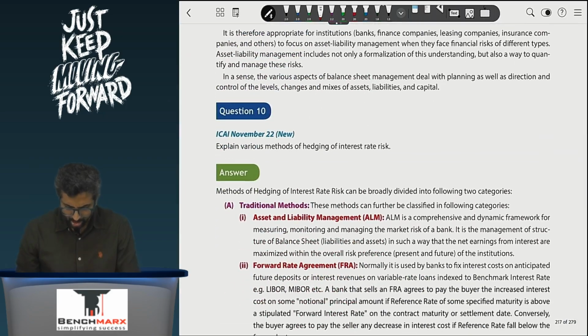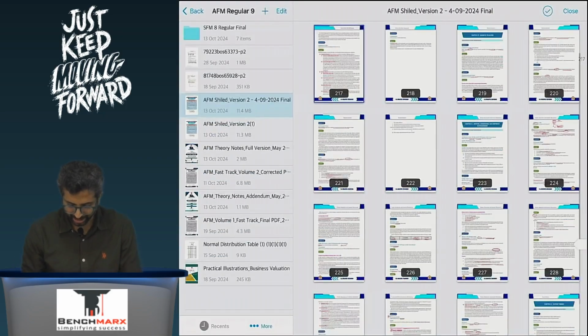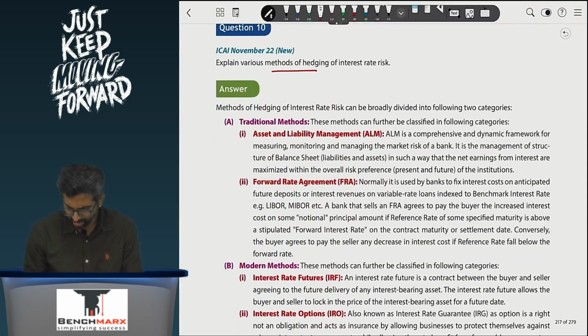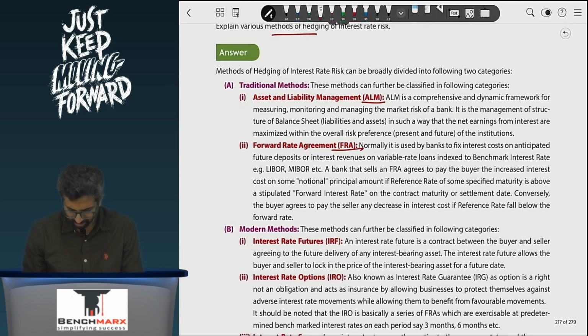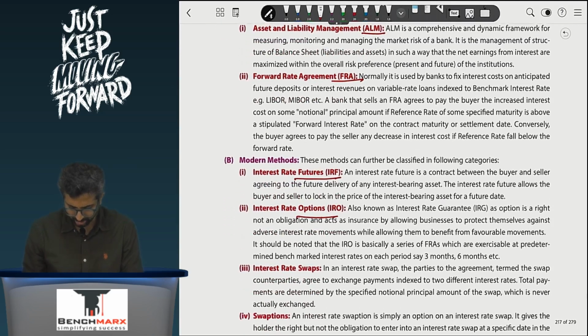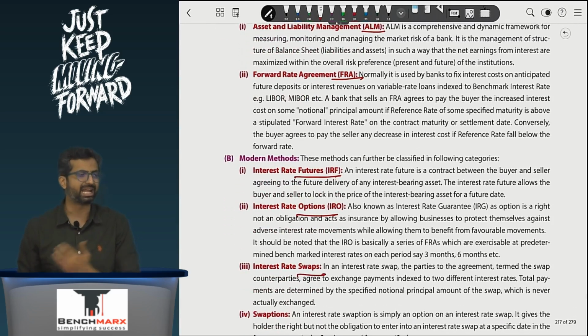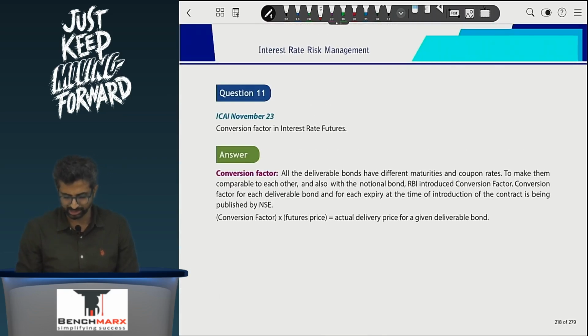Okay. Explain various methods for hedging of interest rate risk. Forward, futures, options, swaps, standard methods that you have for hedging interest rate. Interest rate क्यों? These can also be methods to hedge currency risk, methods to hedge equity risk. You can use futures, options, forwards, swaps or swaptions as the case may be.